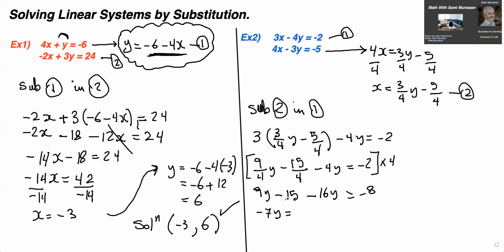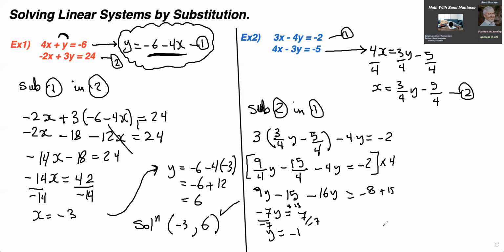Now we have 9y minus 16y is negative 7y, and move the negative 15 to the other side, it becomes plus 15. So basically adding 15 to both sides if you wish to see it that way. And that gives me 7. So y equals negative 1 when you divide both sides by negative 7. And you got y equals negative 1.